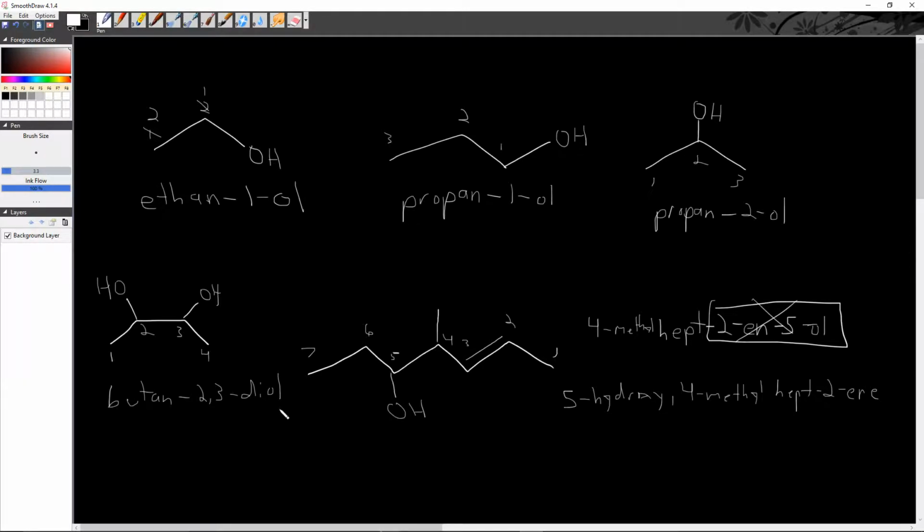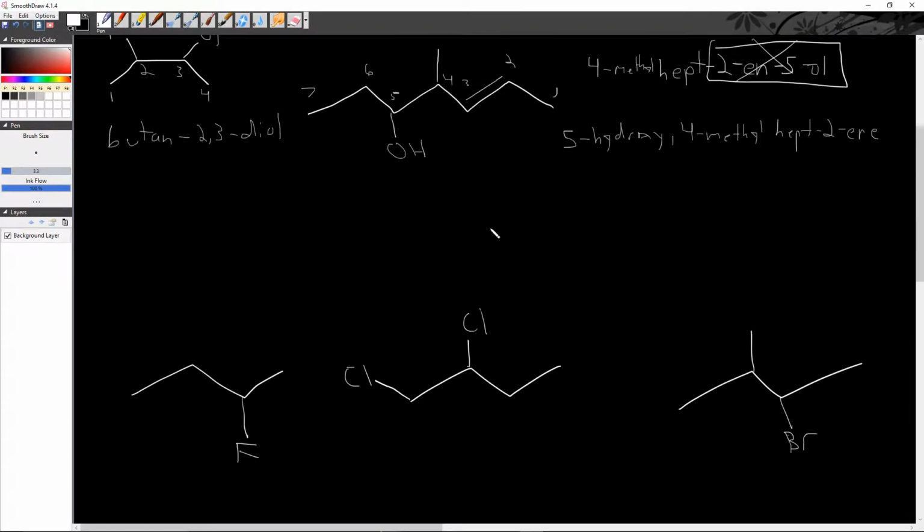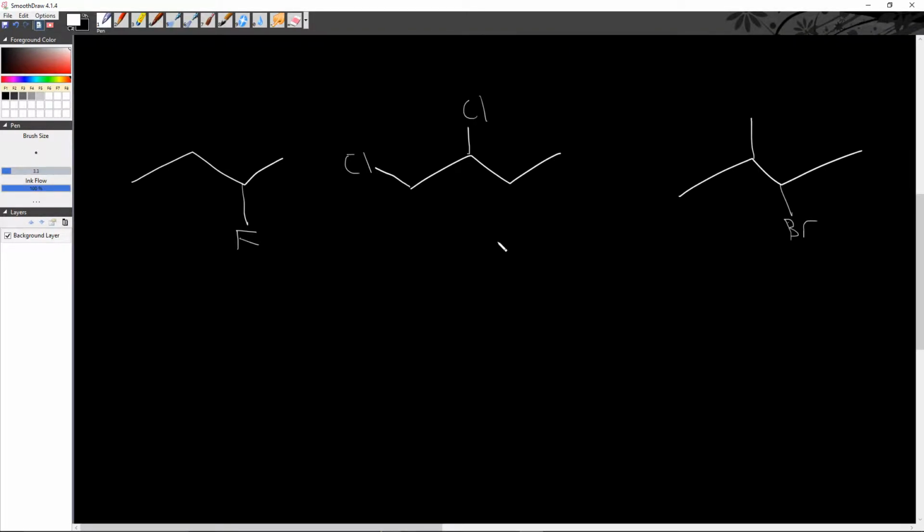Pretty easy. Once again, you just number it just like you would an alkene or an alkyne. If you have a double or triple bond in there, you're not going to add another thing at the end. You're just going to call it a hydroxyl group. But let's move on to halocarbons. They're a little bit easier. This one's going to go much more straightforward.